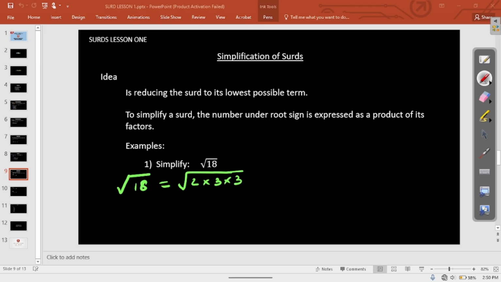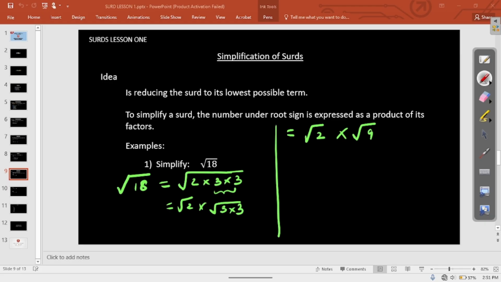Then from here, 2 is uncommon, but we have 3 and 3 which are common, so we are going to put them under their own root. Then we are going to multiply by 2, also under its own root, and that is the same as the square root of 18. So if we keep on going with this, we are going to remain with the root 2 there, but then 3 times 3 will give us a 9 under that root. So this will become the square root of 2 multiplied by the square root of 9. The square root of 9 we know is 3.